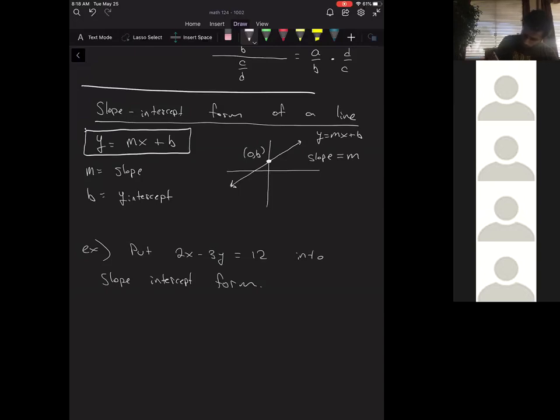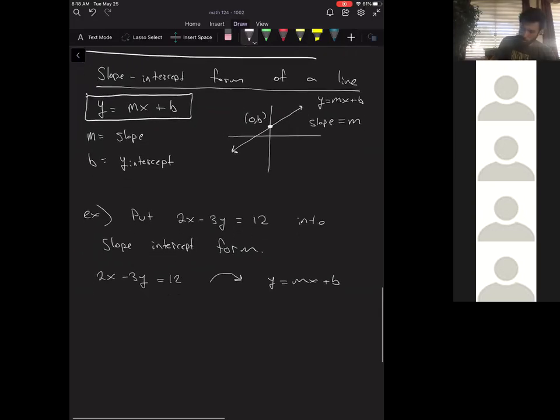Basically what this problem is telling us to do is we want to turn 2x minus 3y equals 12 into y equals mx plus b. So we need to find our m and we need to find our b. The way we do that is we just solve for y, so get y on one side of the equal sign and everything else on the other side. So starting, let's just rewrite the problem.